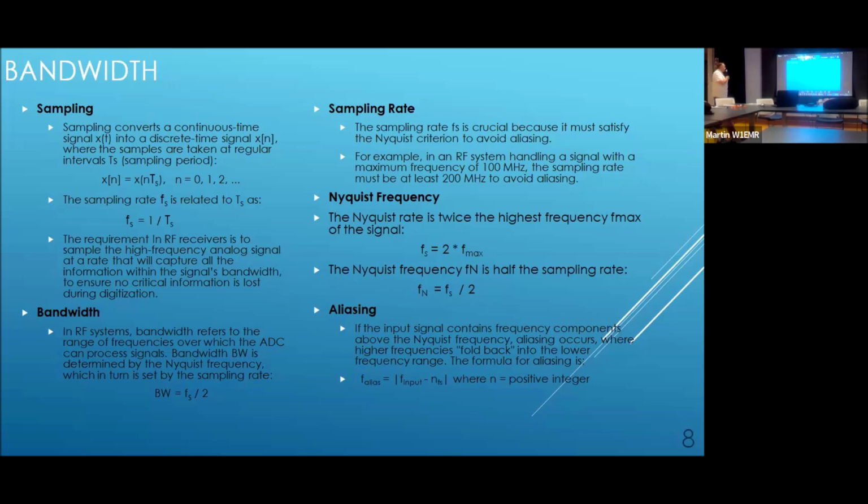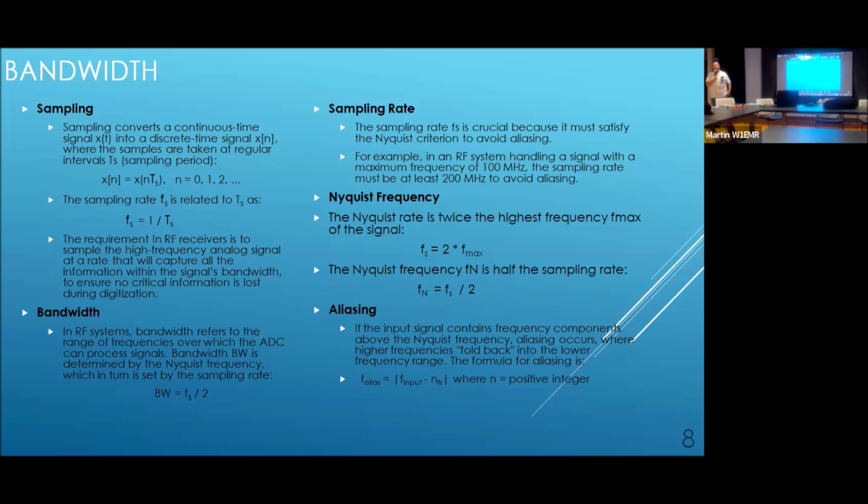All right. So in an RF system, bandwidth refers to the range of frequencies over which the analog to digital converter can process signals. So it's determined by what we call the Nyquist frequency. And the Nyquist rate is twice the highest frequency of the signal.